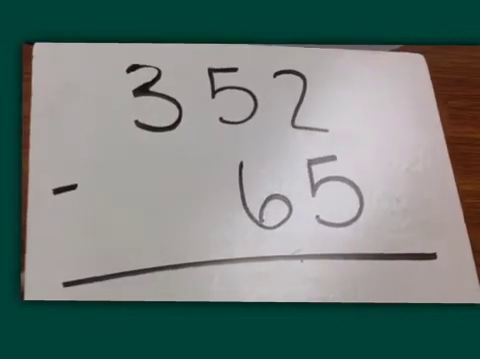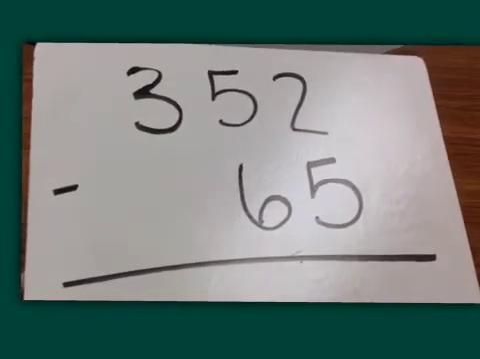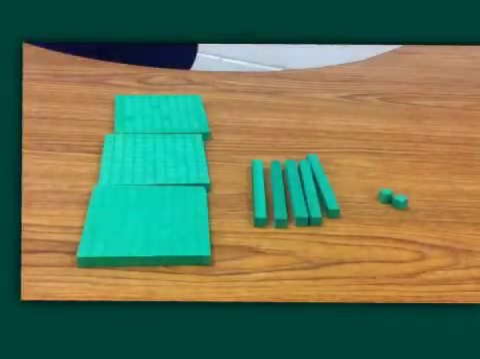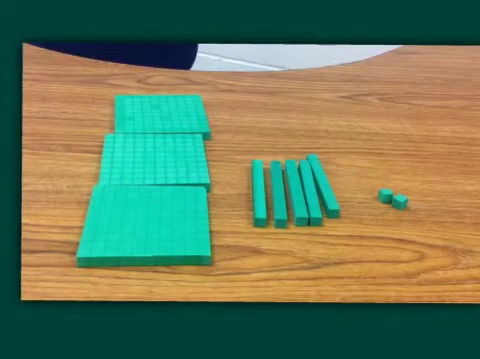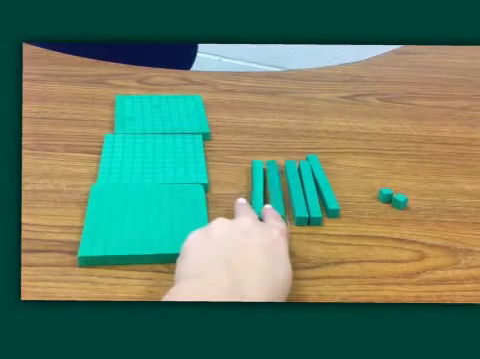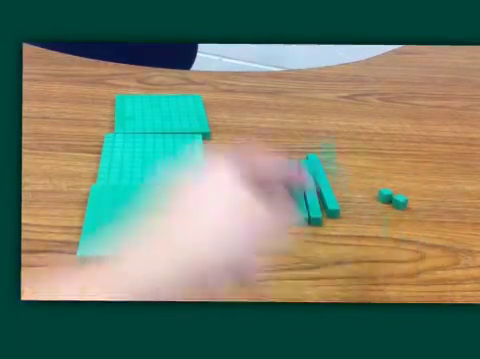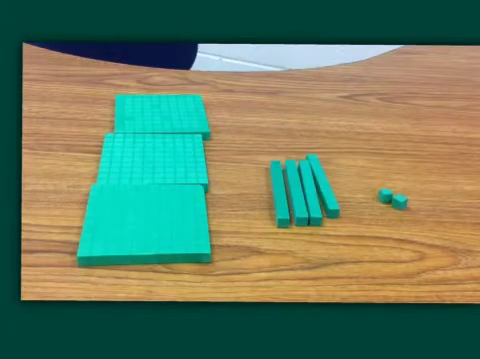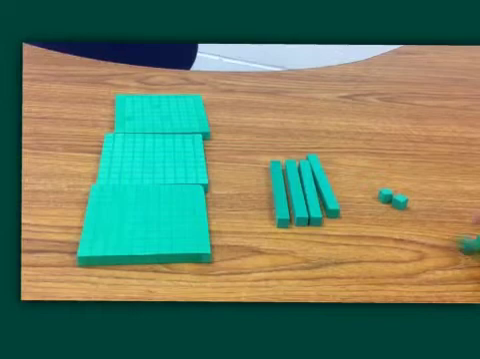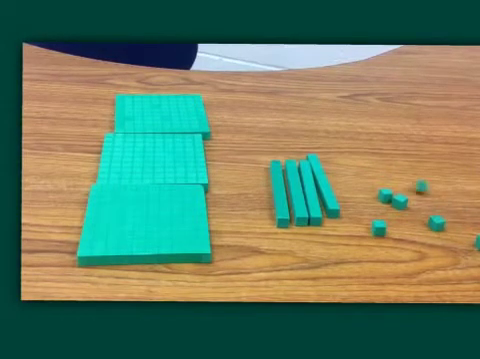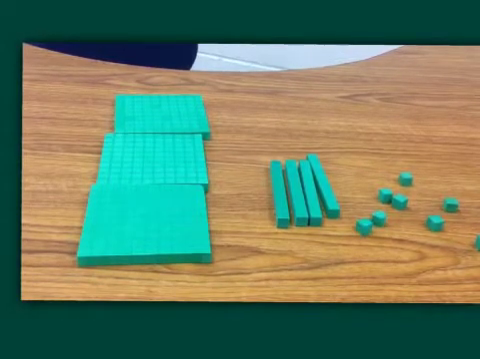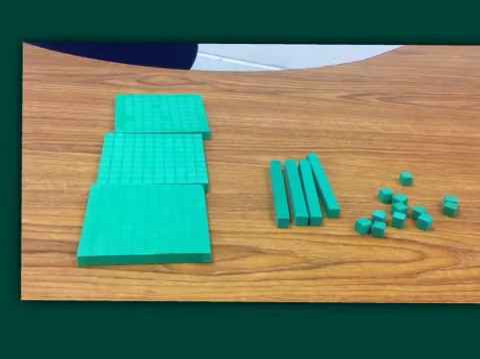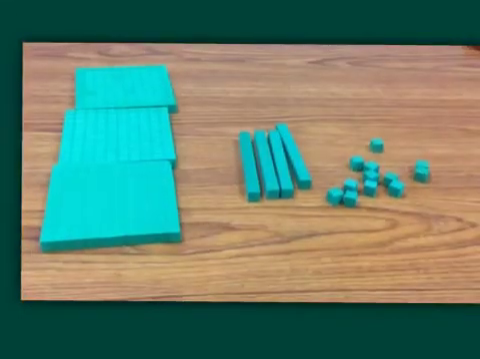But you'll notice in my ones column, can I take 5 away from 2? I can't. So what am I going to have to do? Think for a second. You should have decided that I need to take one of my tens and exchange it for some ones. So I'm going to take my 1 away, and I'm going to get 10 ones. So let's see. 1, 2, 3, 4, 5, 6, 7, 8, 9, 10. Now I have all 10 extra ones.